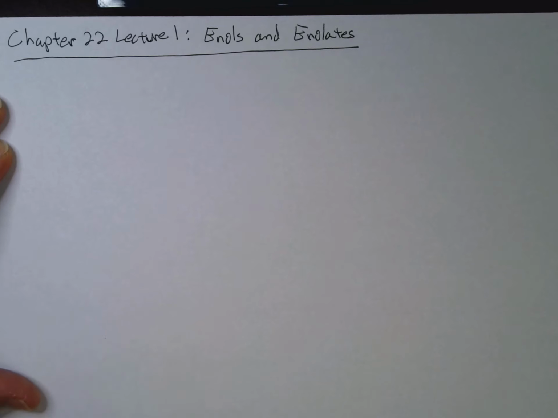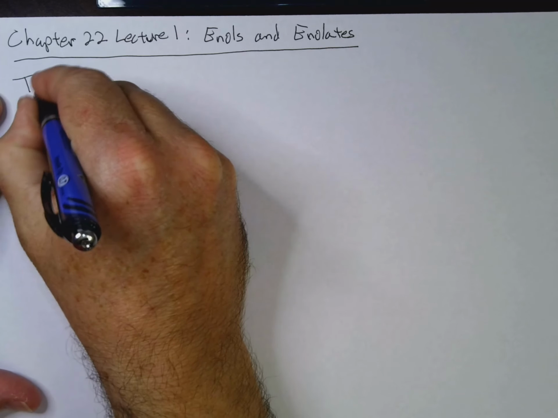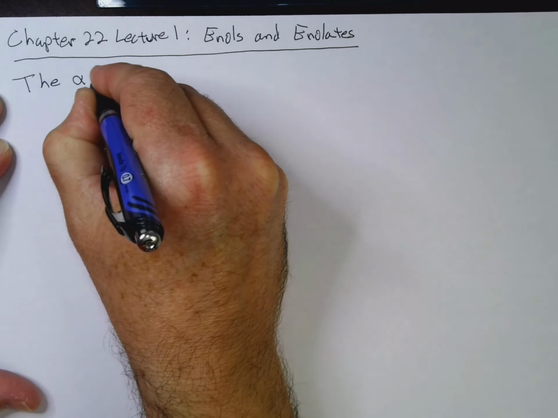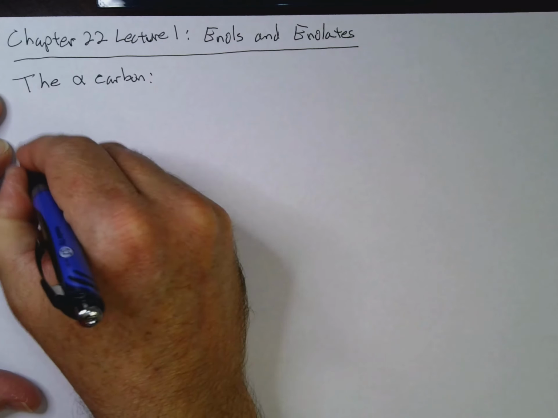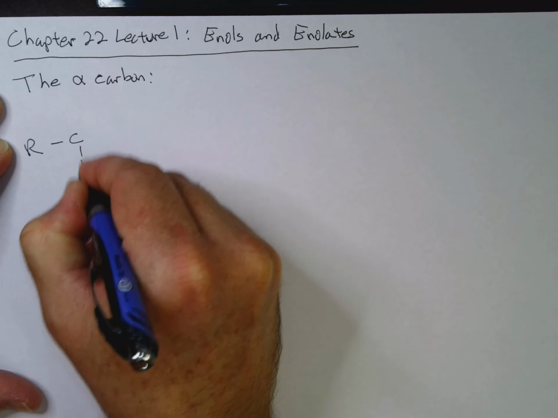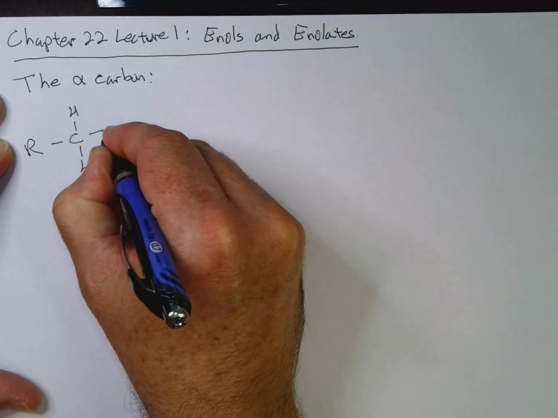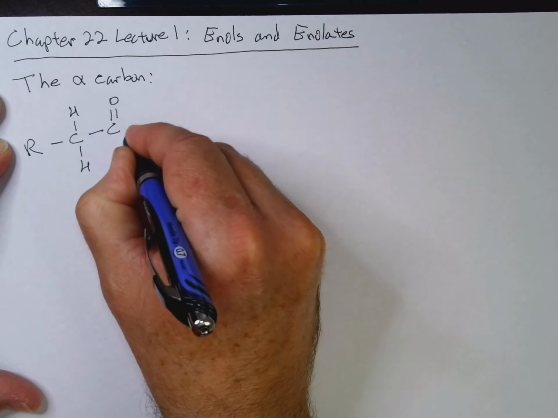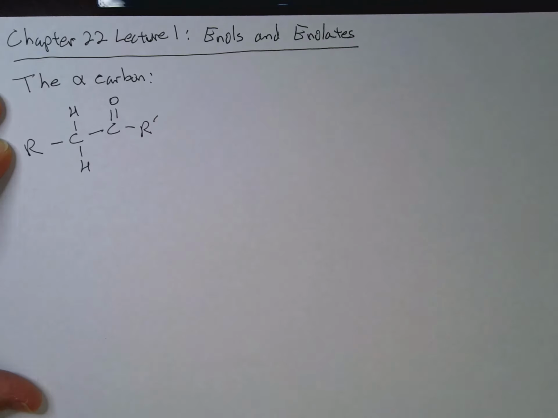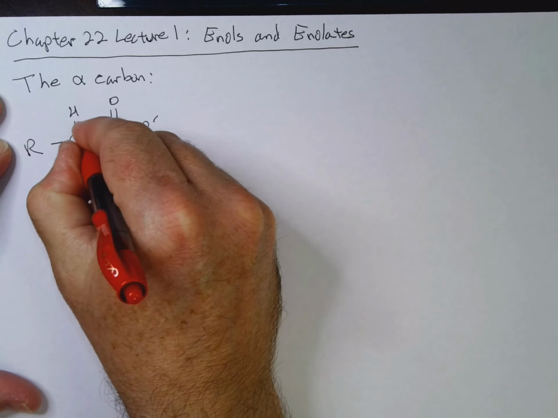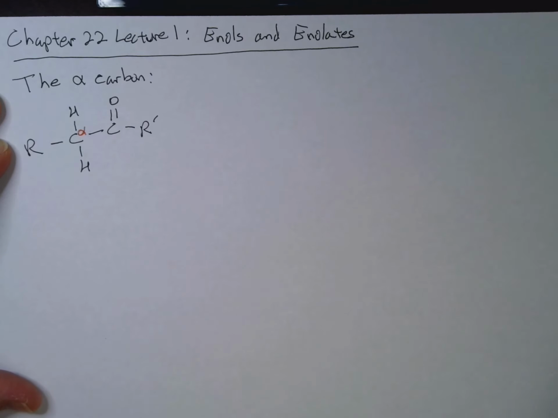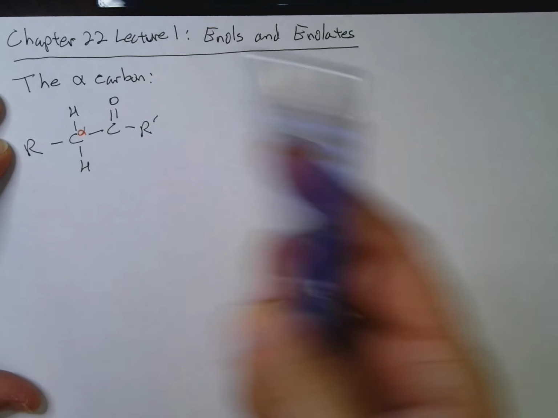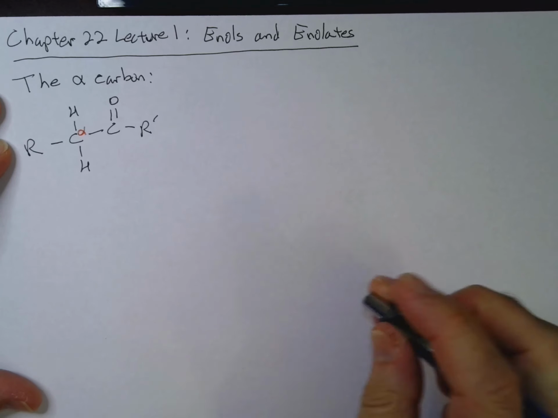So first, let's look at what we're dealing with here, and that is the alpha carbon. The alpha carbon is this guy right here. This is our alpha carbon, one over from the carbonyl carbon, or the carboxyl carbon. You could have an alpha carbon for a carboxylic acid, let's say.